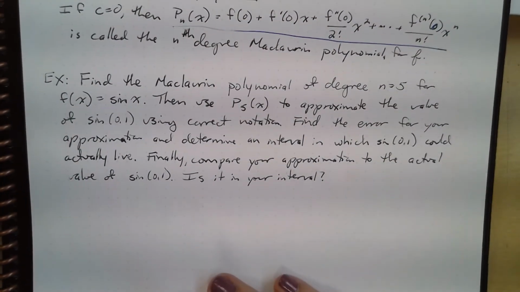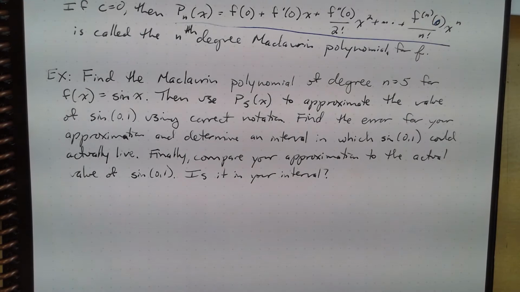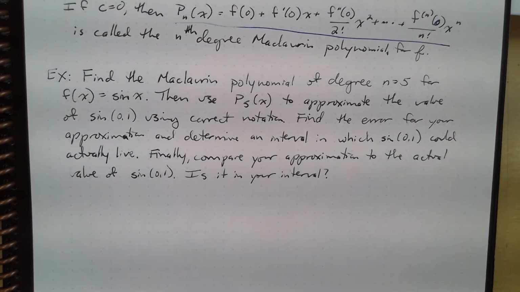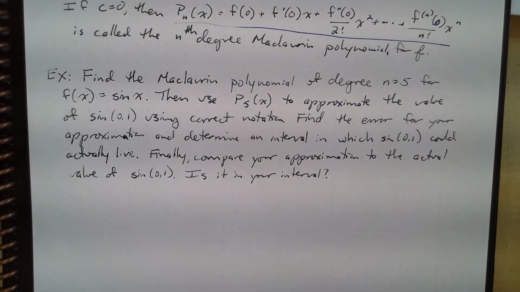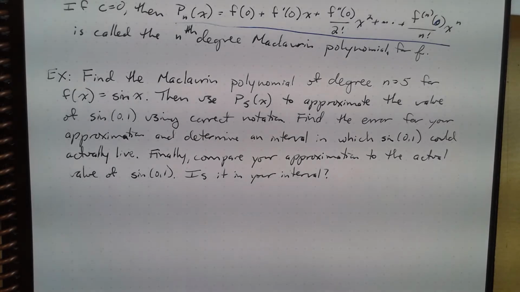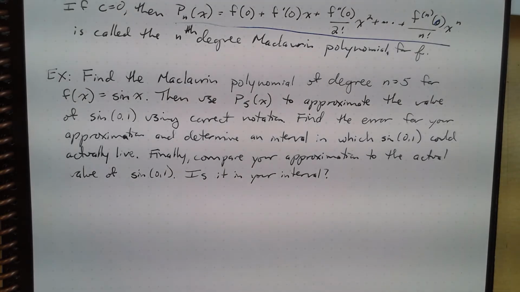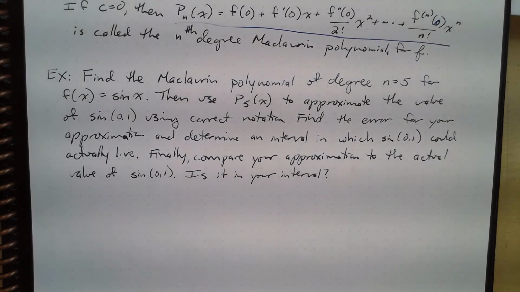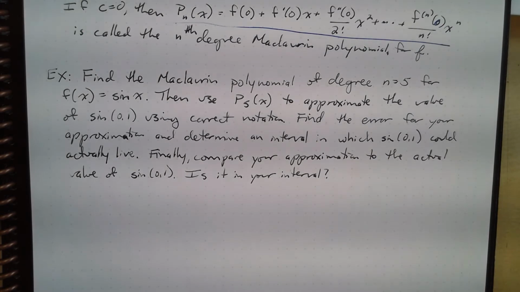Okay, so let's do an example here. We're asked to find the Maclaurin polynomial of degree n equals 5 for f of x equals sine of x. Then use p sub 5 of x to approximate the value of sine of 0.1 using correct notation. Find the error for our approximation and determine an interval in which sine of 0.1 could actually live. Finally, compare our approximation to the actual value of sine of 0.1. Is it in our interval?